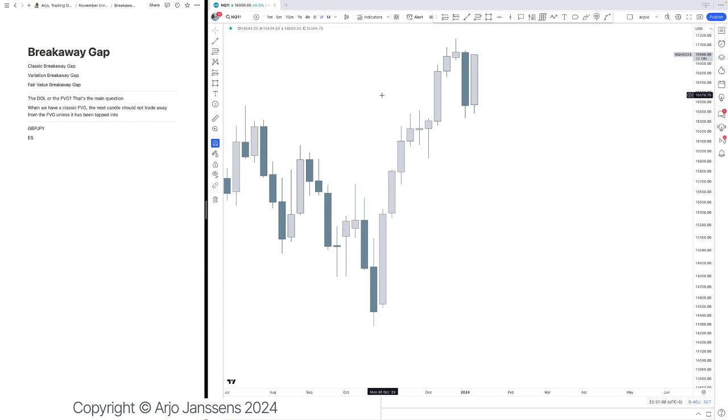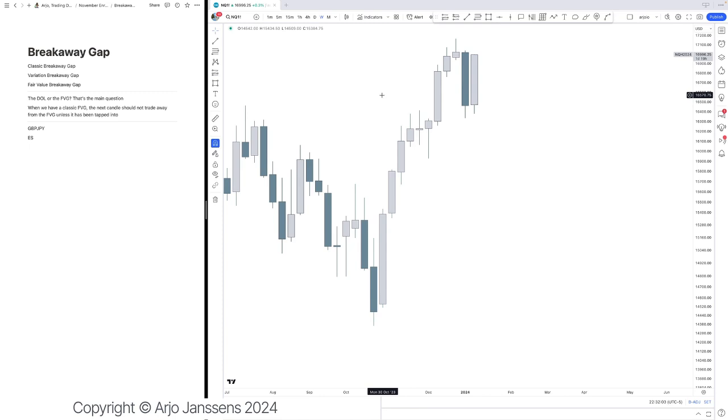this particular video. So the first thing that is important to understand is the type of breakaway gaps that we had. We have a classic breakaway gap, a variation breakaway gap, and a fair value breakaway gap. Now, the next thing we need to understand before we go over those three breakaway gaps is there always needs to be some kind of draw on liquidity.